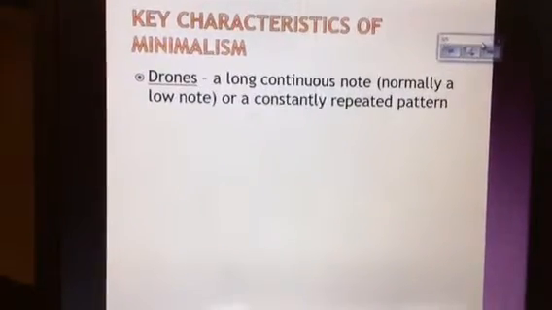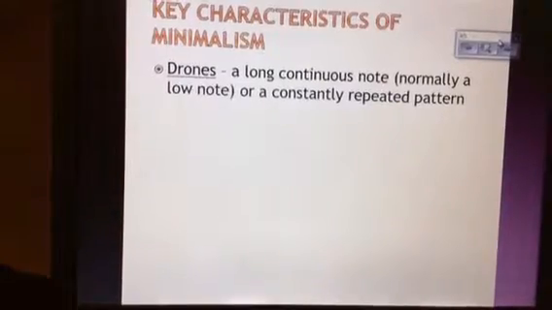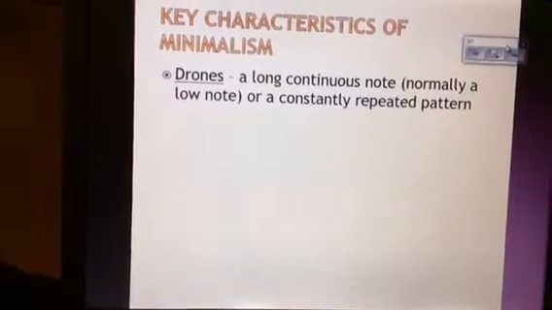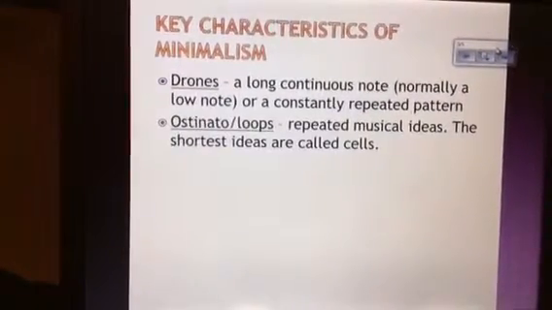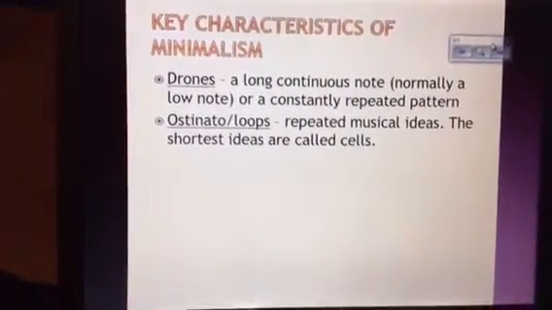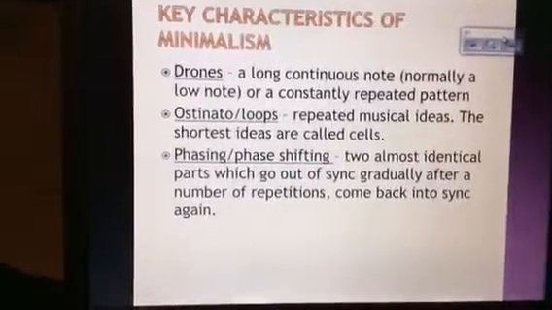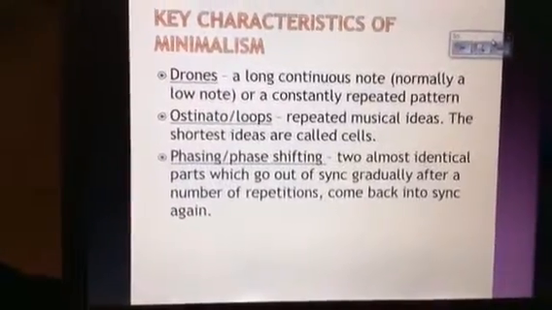Key characteristics of minimalism are drones: a long continuous note, normally a low note or a constantly repeated pattern. A drone can be equated to a pedal note. Ostinato or loops, these are repeated musical ideas. The shortest ideas are called cells. So think about, in Electric Counterpoint, how long the cell is before it's repeated or changed.